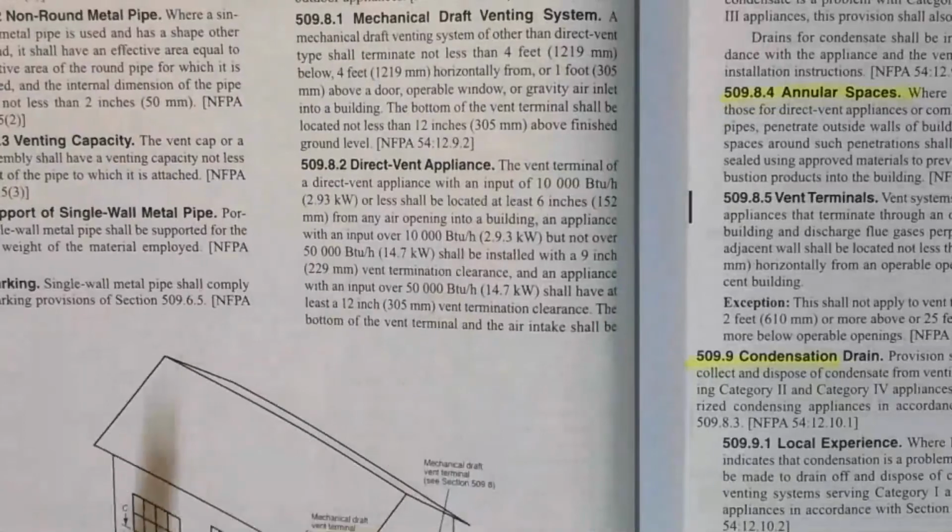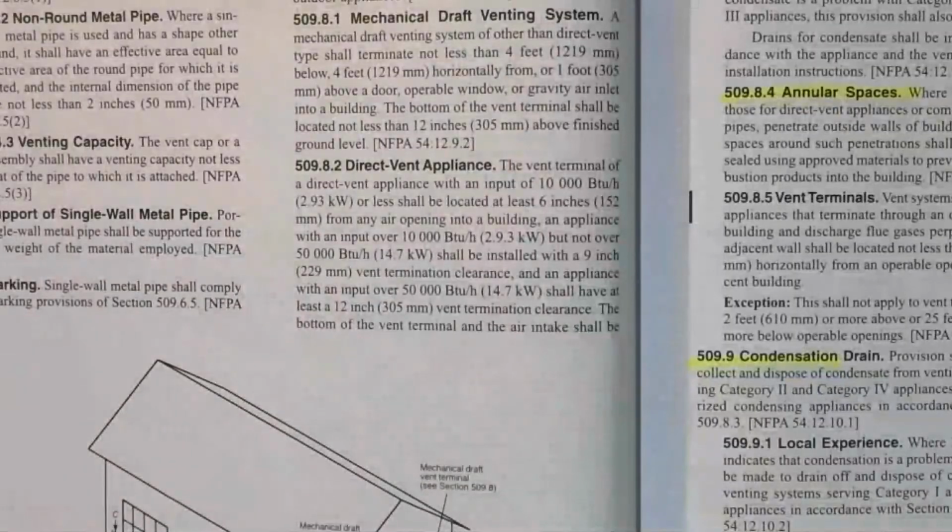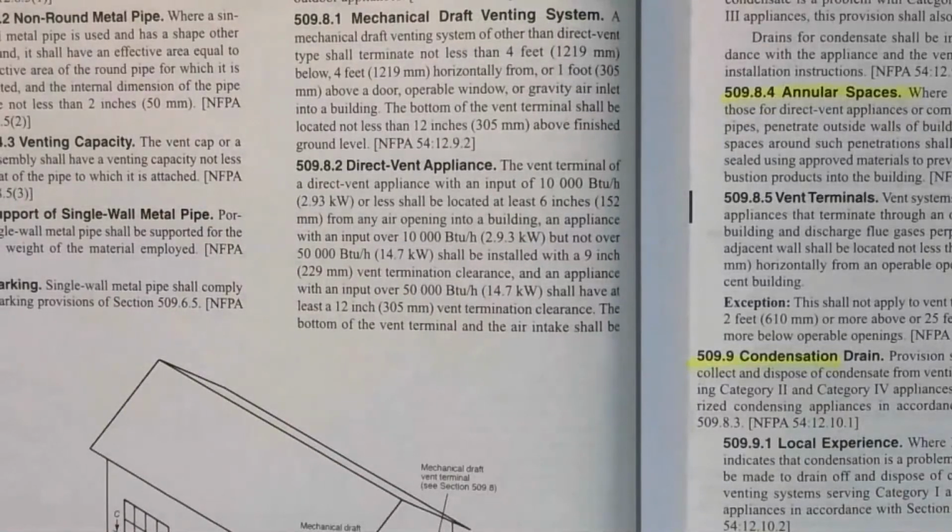The vent terminal of a direct vent appliance with an input of 10,000 BTUs or less shall be located at least 6 inches from any air opening into a building. An appliance with an input over 10,000 but not over 50,000 shall be installed with a 9-inch vent termination clearance, and an appliance with an input over 50,000 BTUs shall have at least a 12-inch vent termination clearance.